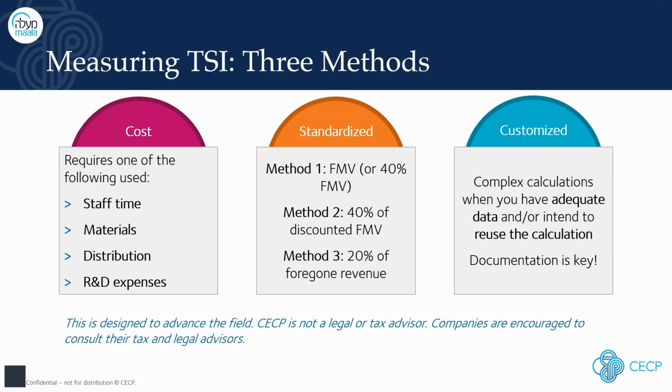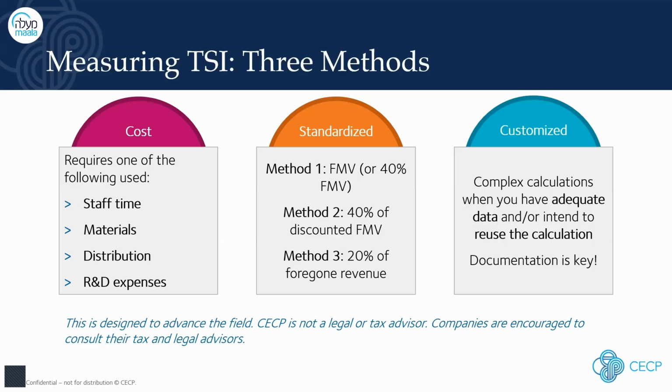The first one is the cost method. This is the best for social efforts where no revenue was generated. It is a simple addition of all of the expenses that are used to run that initiative, including staff time, materials, distribution, R&D expenses, etc.